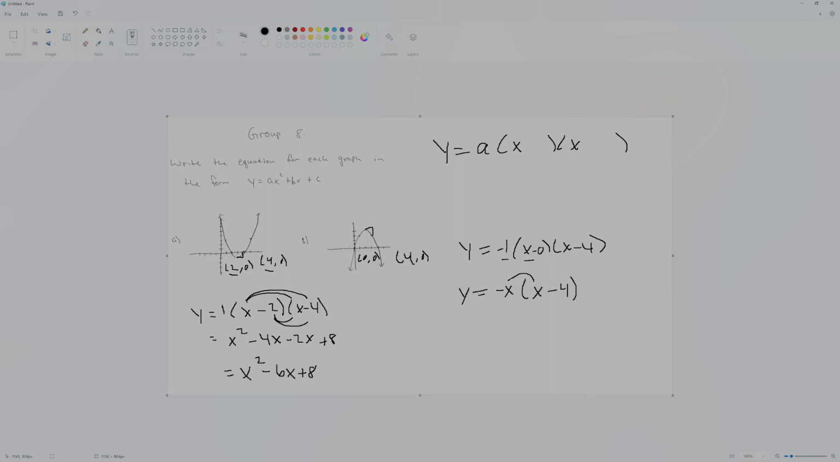And then go ahead and distribute that in with a negative. Negative x times x is negative x squared. And negative x times negative 4 is a positive 4x. That would be your final answer.